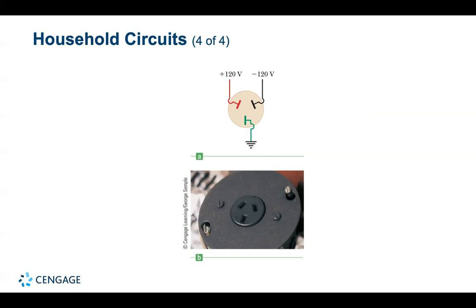An appliance operating from a 240 volt line requires half the current of one operating from a 120 volt line. Consequently, smaller wires can be used on the higher voltage circuits without becoming overheated.